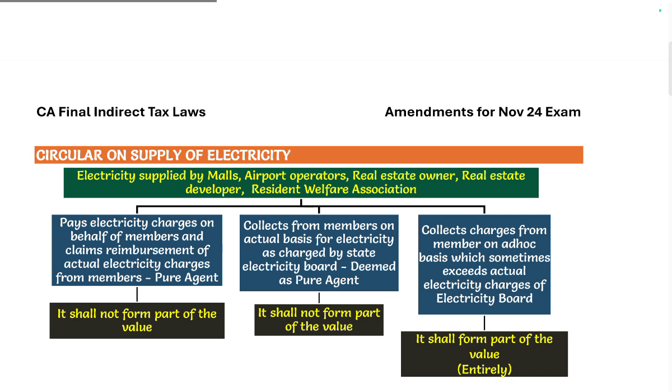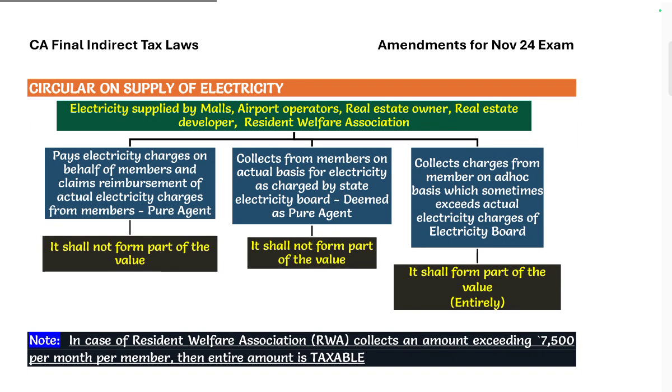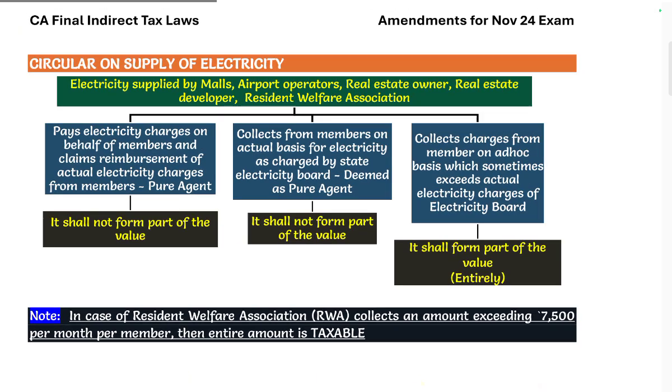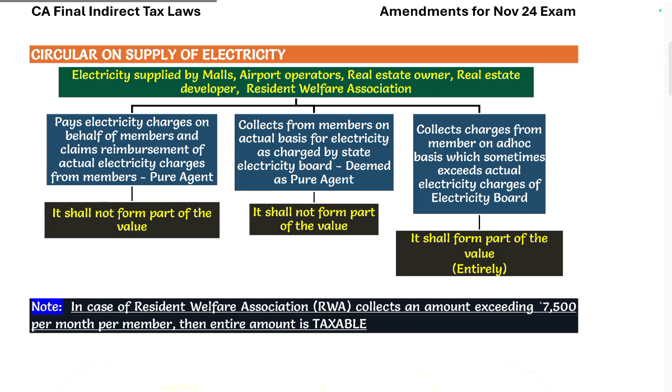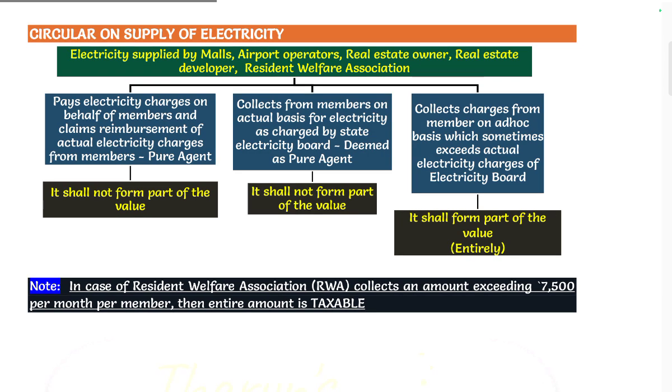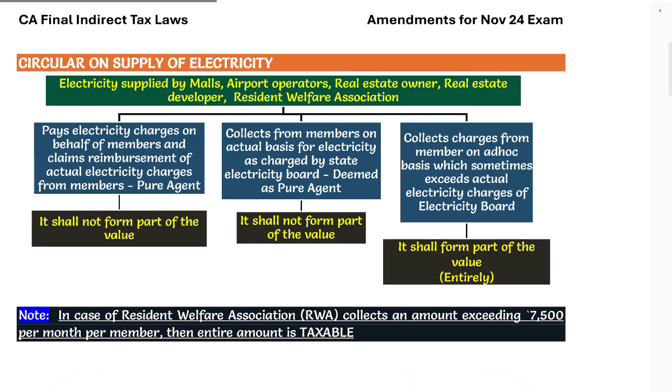Circular on supply of electricity. Electricity supplied by malls, airport operators, real estate owners, real estate developers, and resident welfare associations, for example, who pay electricity charges and claim reimbursement from the members. The actual electricity charges collected from members as a pure agent shall not form part of the value. Amounts collected from the members on the actual basis of electricity charged by the state electricity board are deemed to be as pure agent.